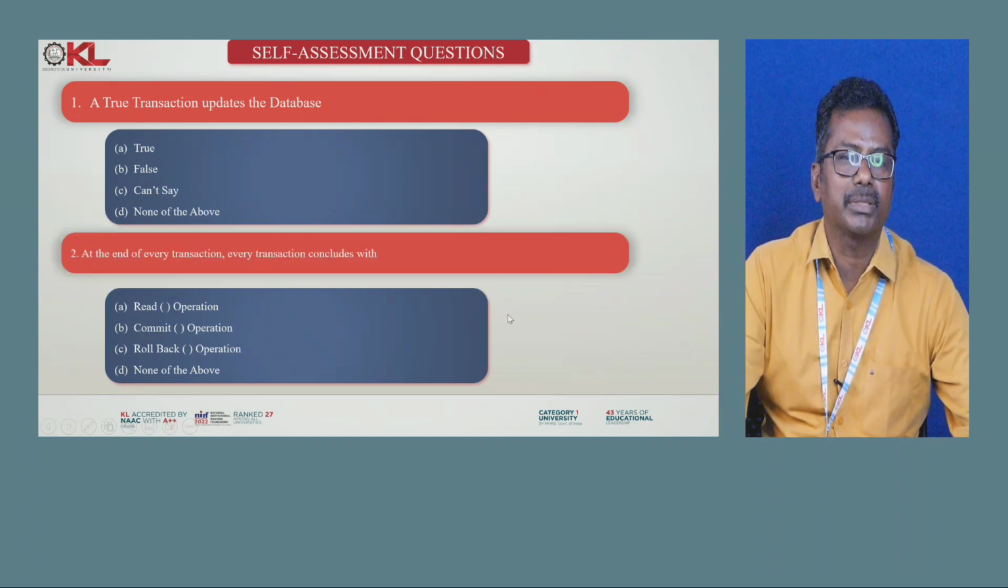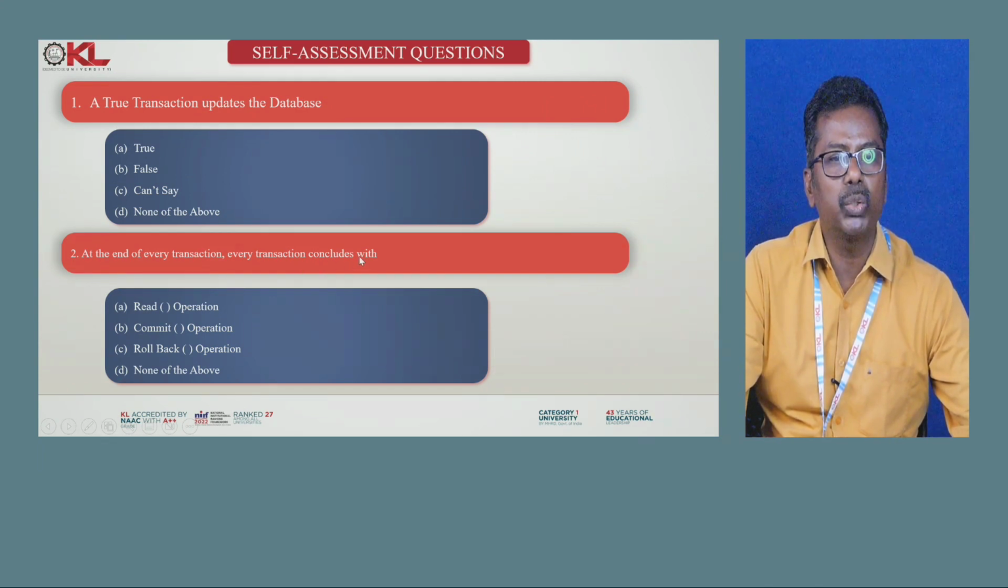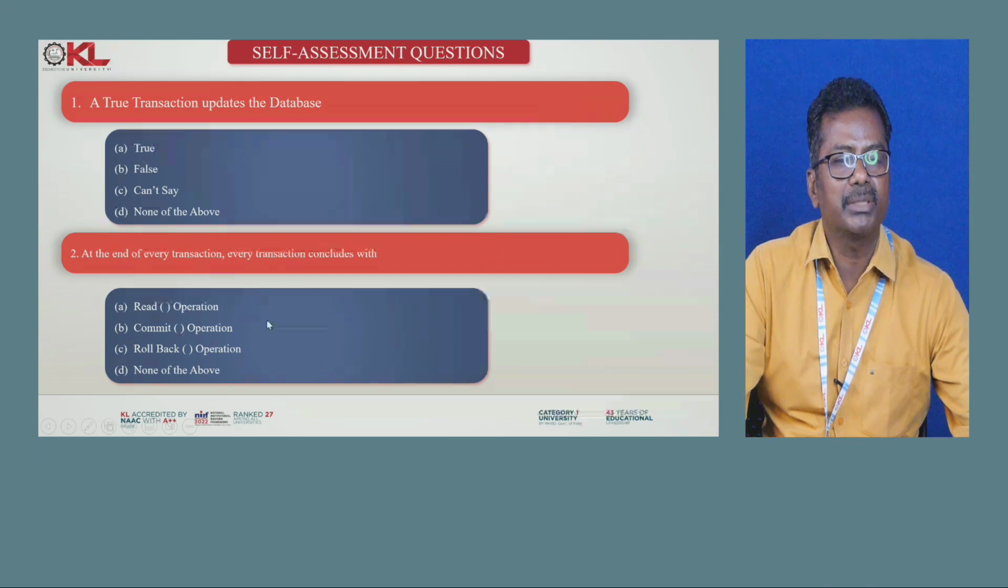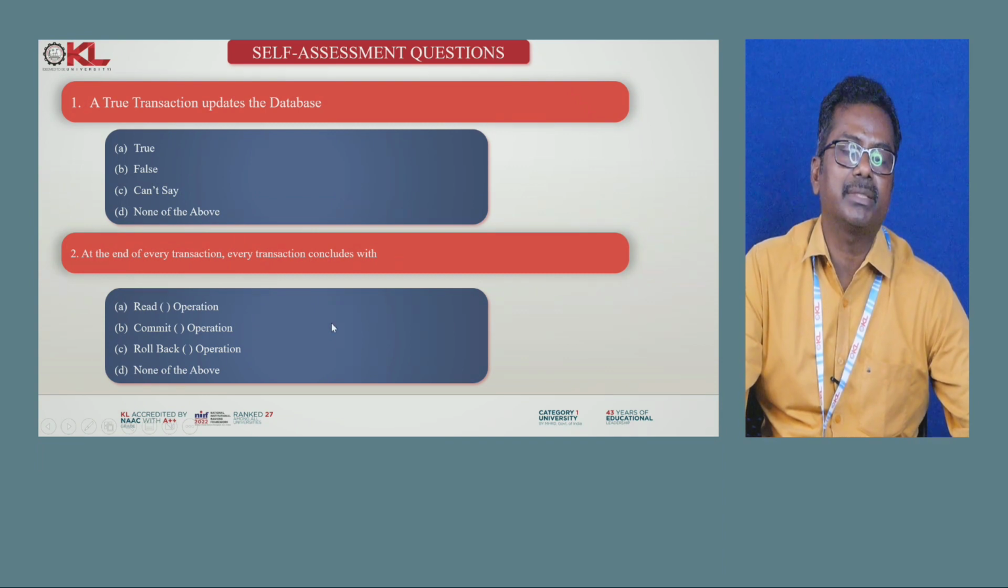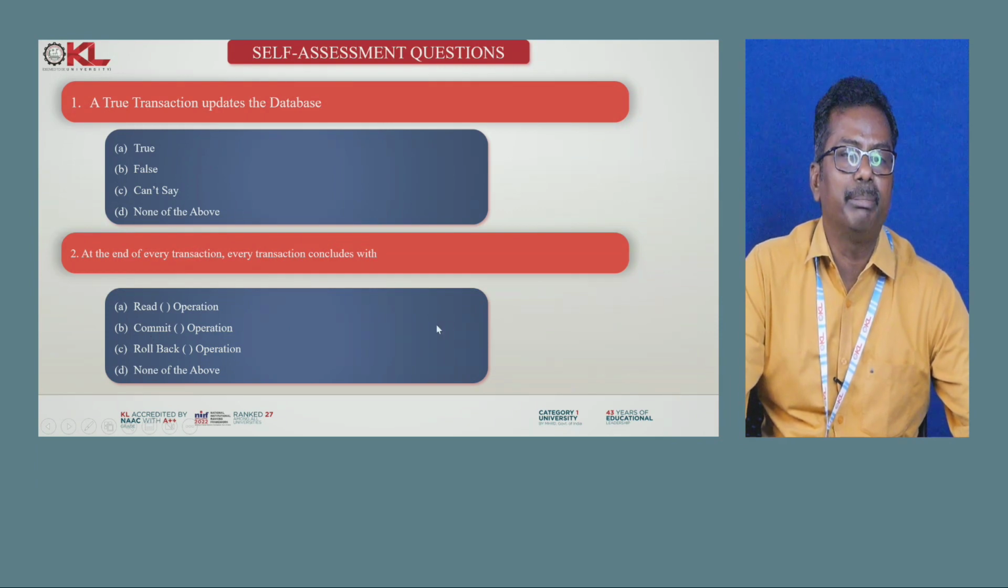Next, second assessment question. At the end, every transaction concludes with read operation, commit operation, rollback operation, or none of the above. So it is commit operation, because at the end of the operations of a transaction, they have to be saved. So to save those operations, we perform commit operation. So the answer is option B here.